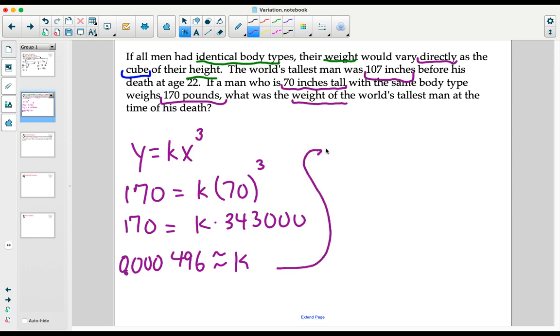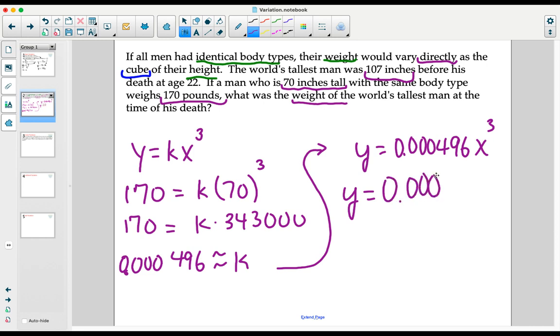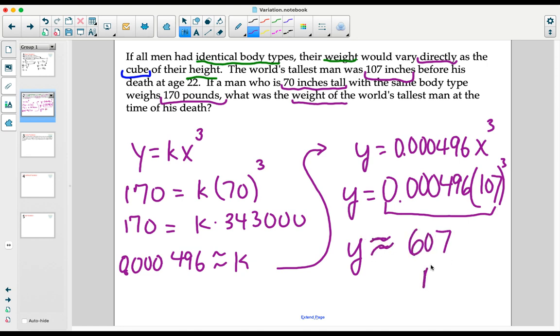We sub that into our direct variation equation, into the spot where k would normally be, and we finish with our cube again. Don't forget the cube when you rewrite after knowing what k is. We're now going to determine the weight of the tallest man, 0.000496 times 107 to the third power. Notice that the y variable is already solved for us, so it's just a matter of doing this calculation. And if done correctly, you should get that the man's weight is approximately 607 pounds.